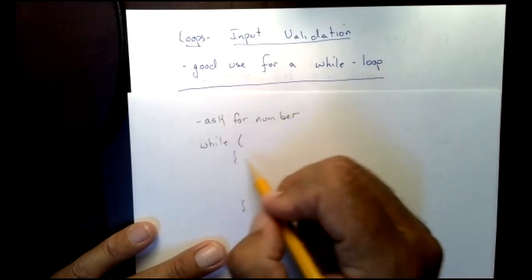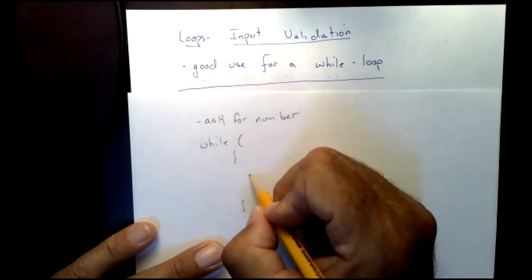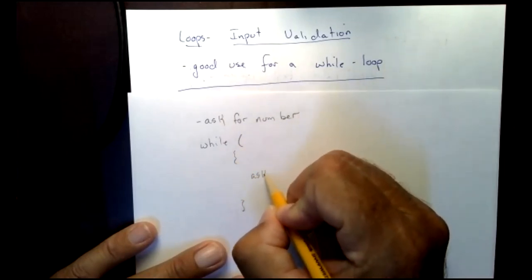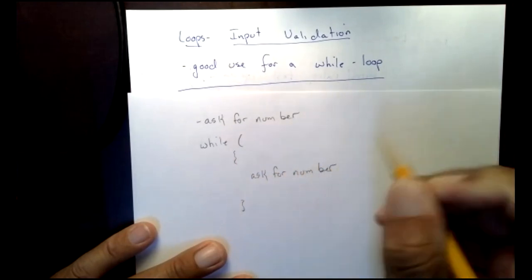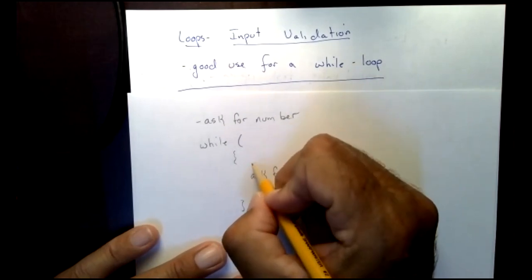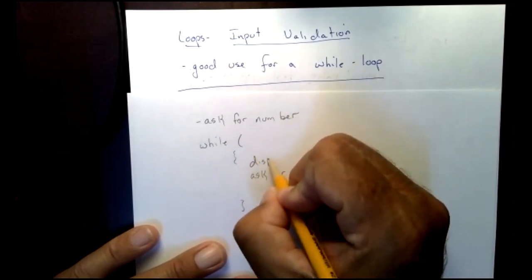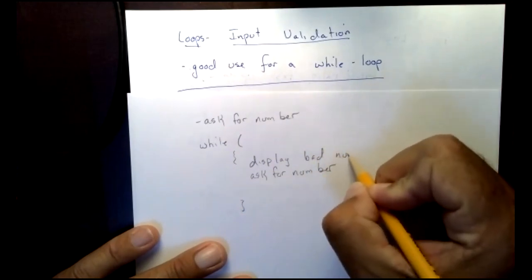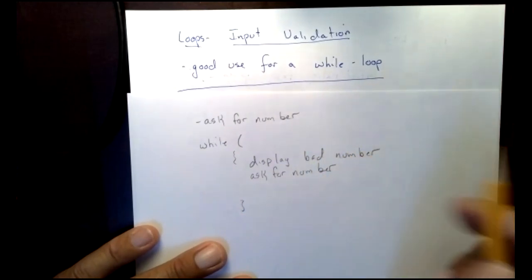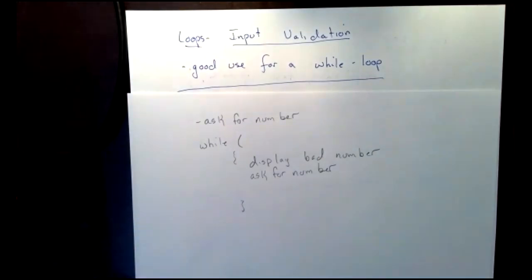So while, I have parentheses, I have a left brace, ask for a number. I might want to put another message in here before I ask for a number, might be a message where I display bad number. So I'm going to go back up to the while.